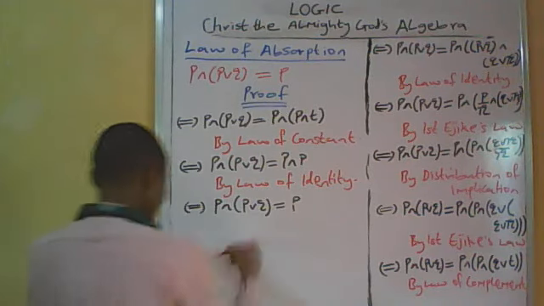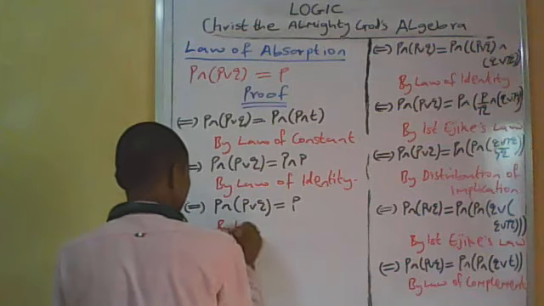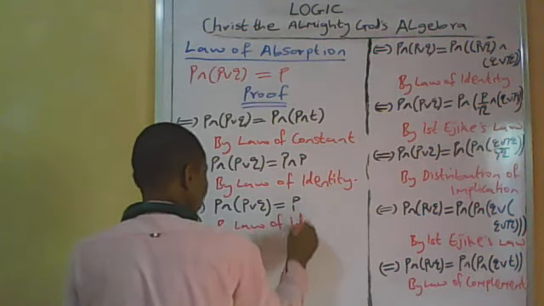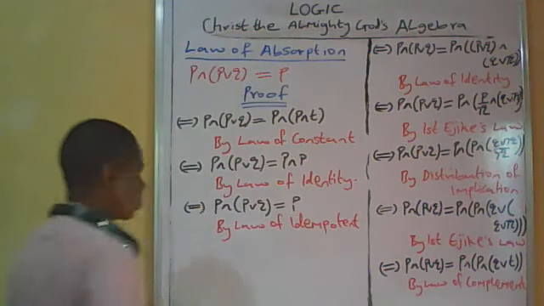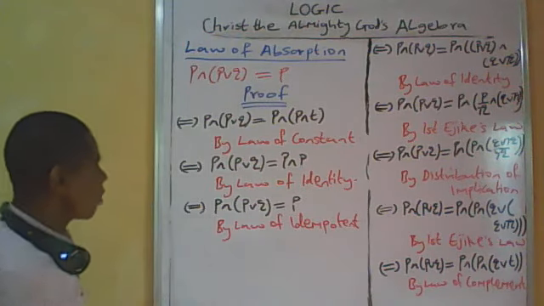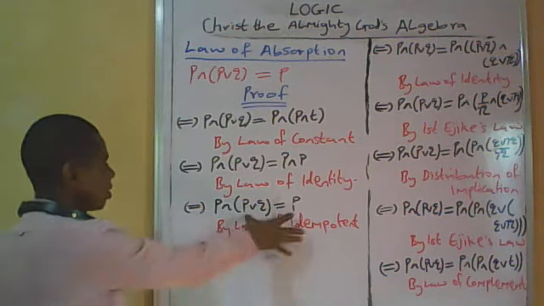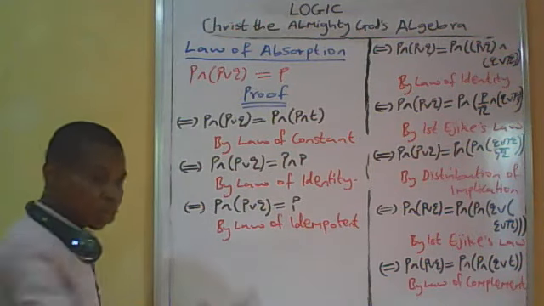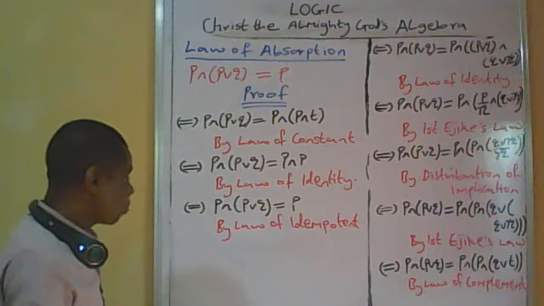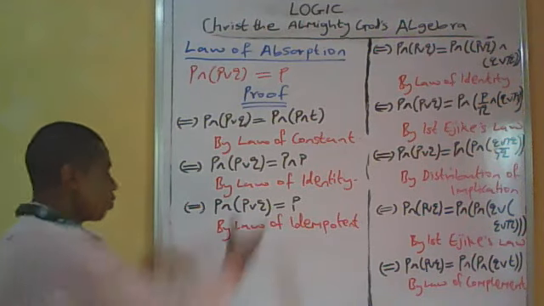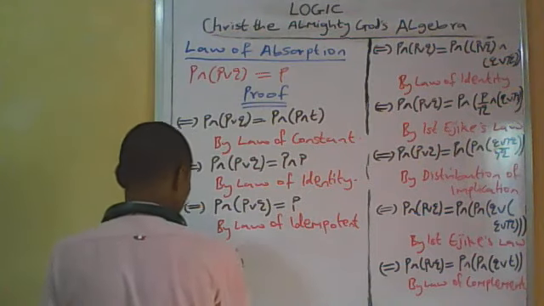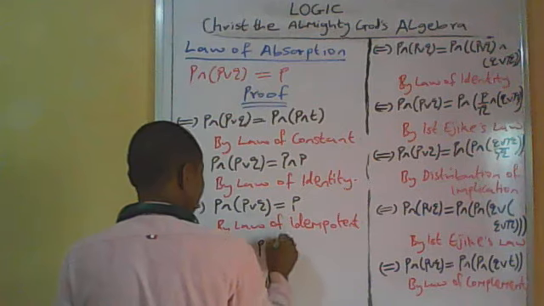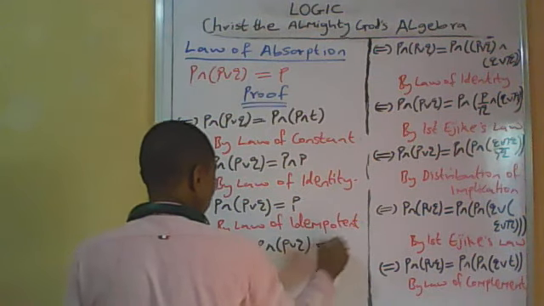Being justified by the law of idempotent. Now I have proved our hypothesis, our assumption that P and bracket P or Q is equal to P. I have now proved it. Now we conclude, thus, P and bracket P or Q is equal to P.